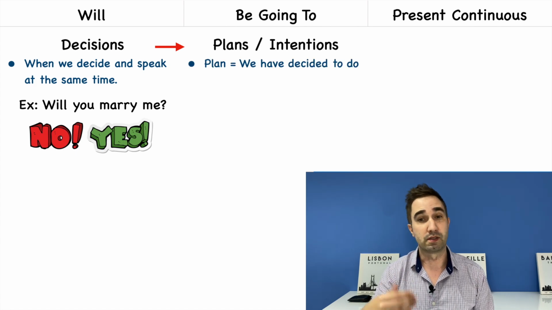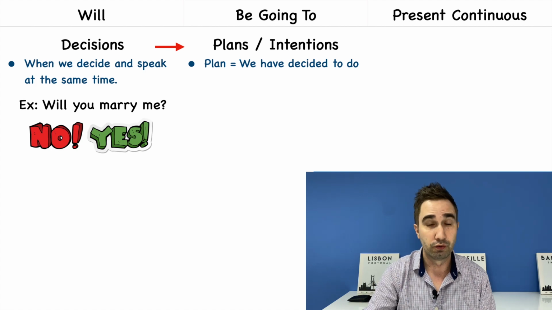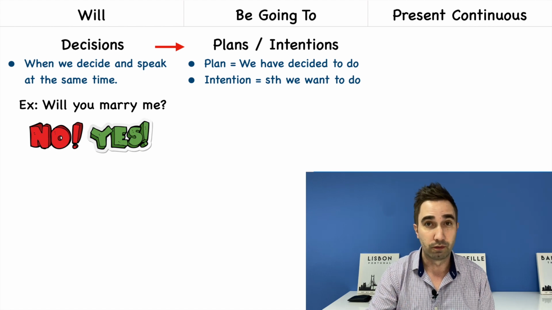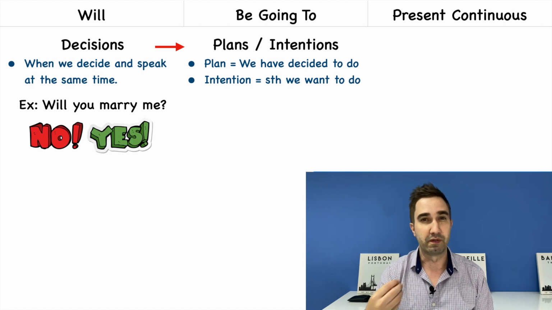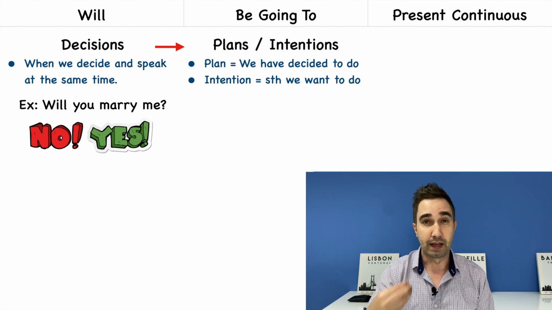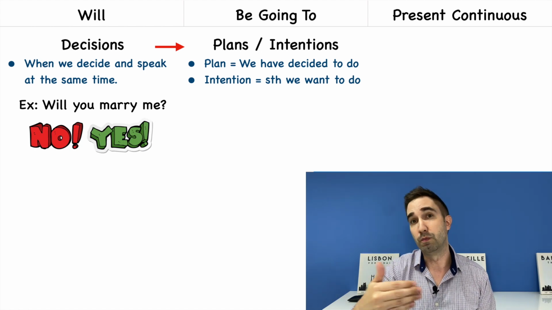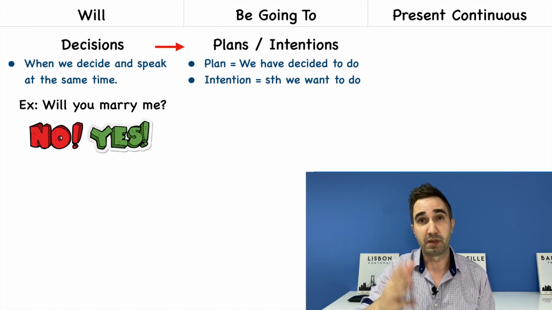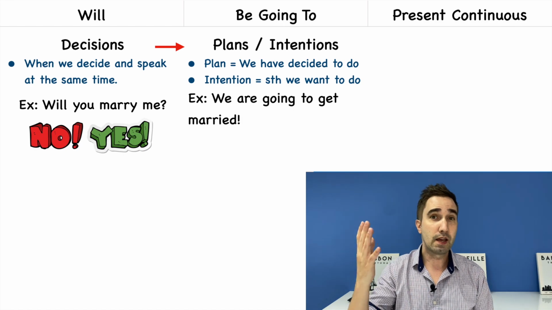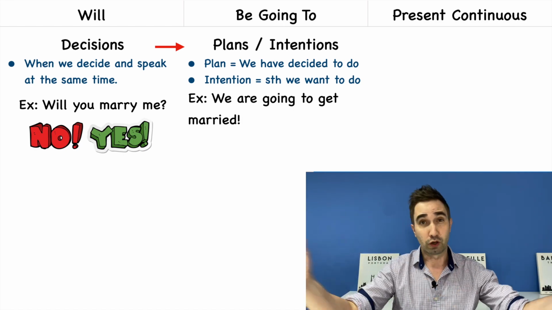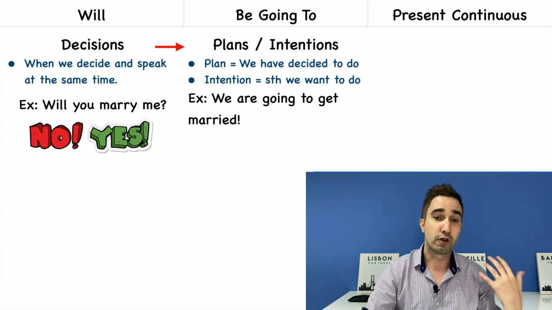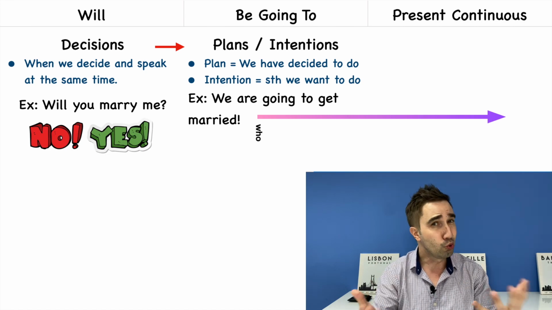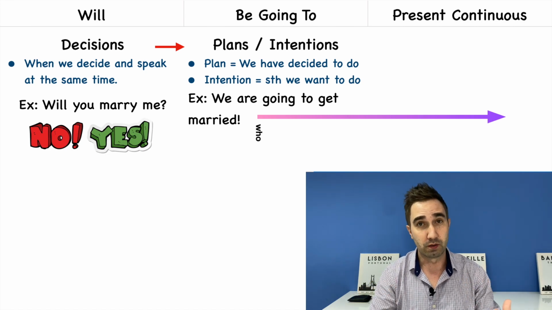A plan, of course, is something we have already decided to do. And an intention is something that we want to do or that we would like to do. But we've already made some decision, or we've made some plan about that thing. So if we're looking at will you marry me, and you say yes, then that becomes a plan. That becomes an intention. So we can say, yay, maybe we announce to the restaurant, we are going to get married. Now, maybe at first, it takes a while to plan a wedding. So maybe at first, I only know who I'm going to marry.